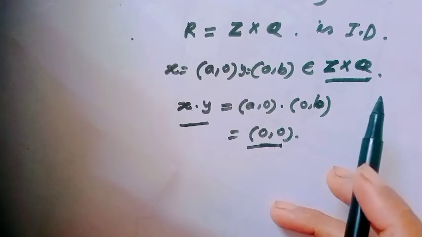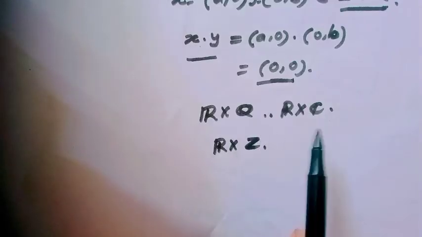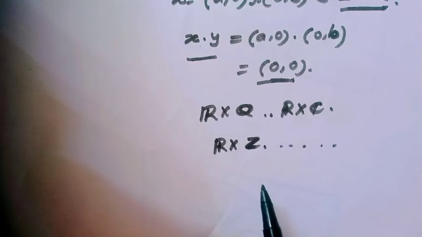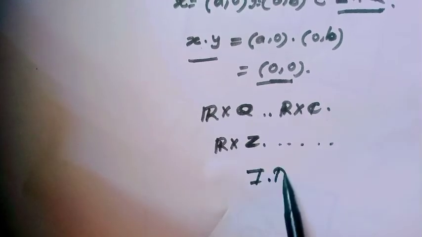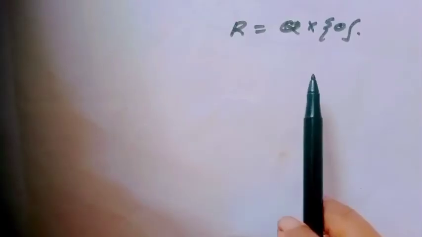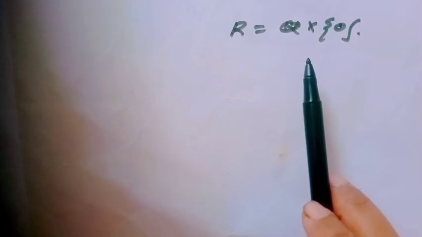Similarly, we can tell R direct product Q, R direct product complex numbers, R direct product Z, etc. are not integral domains. It means that if two rings are integral domains, their direct product is not an integral domain. Now, if we consider another type of ring, here Q direct product the singleton set {0}, my question is: is this an integral domain?